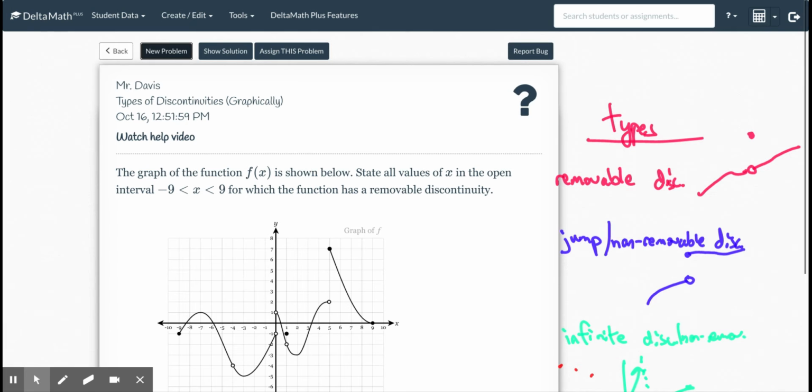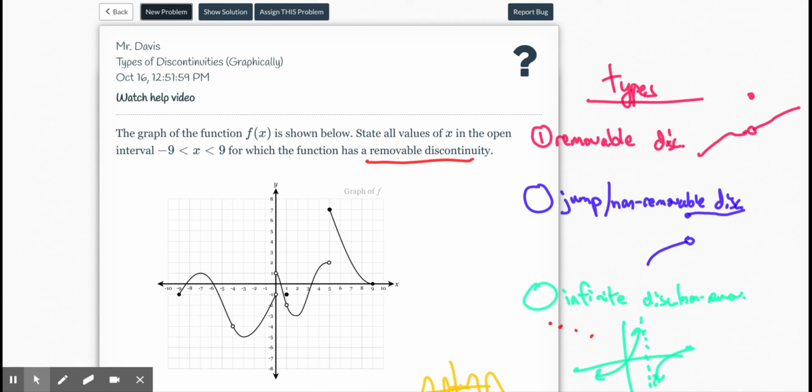And there we go. All right, next one, we're asked to identify where there is a removable discontinuity. So a removable, remember, is where you can just put a dot there and fill it in and it'll keep going. So let's start by tracing it here. So we got a hole. I can just put one dot there, and then I can keep going. So that is one. That's a removable one at -4.